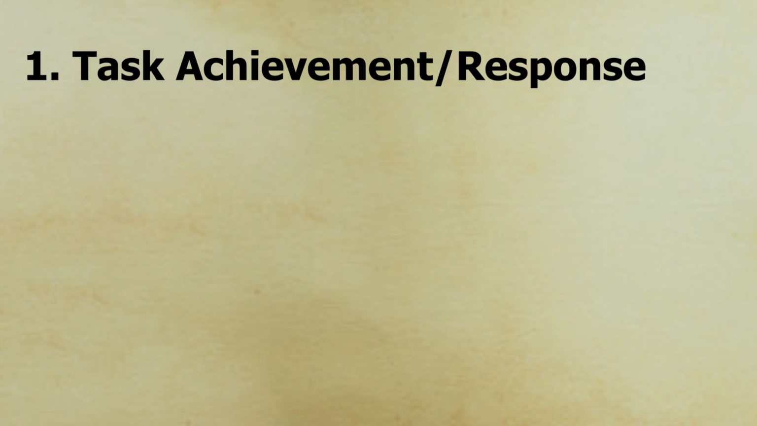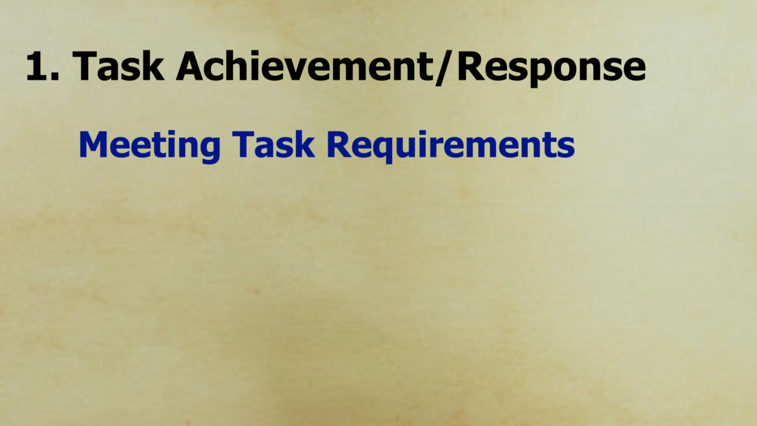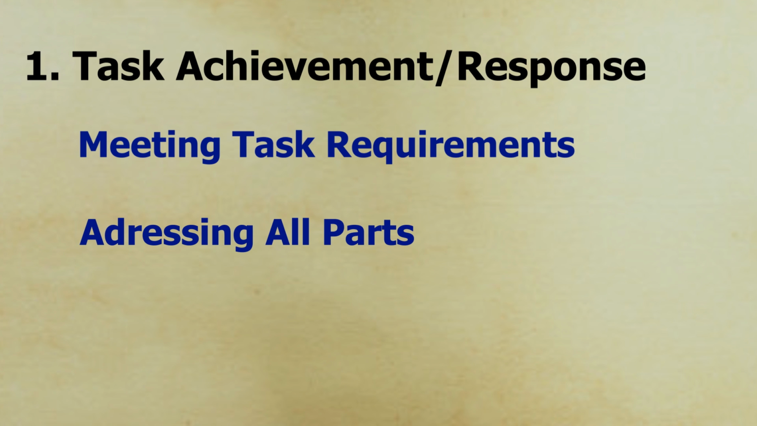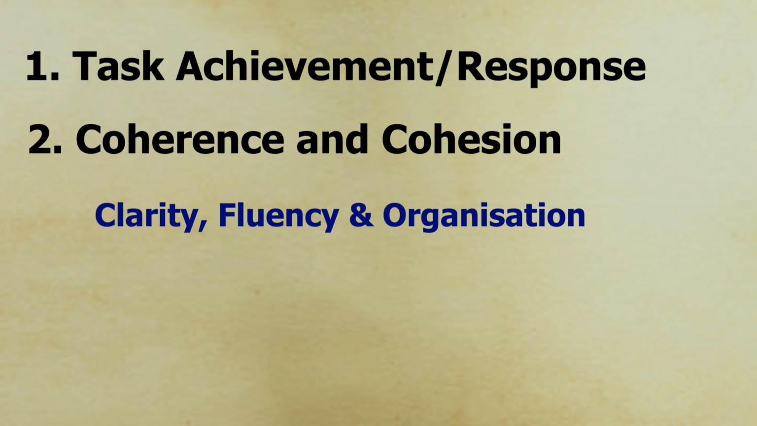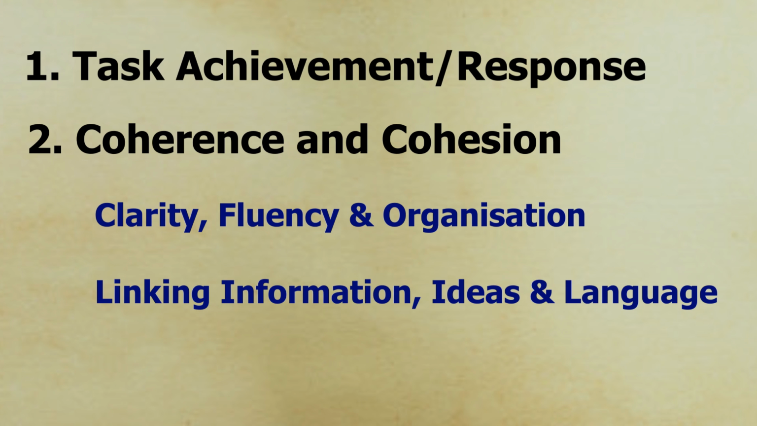The first is the task achievement for task 1 and task response for task 2. Task achievement or response means how appropriately, accurately, and relevantly the response fulfills and meets the requirements in each task. In other words, it refers to how well you address all the parts of the task. And the second of the 4 criteria is coherence and cohesion, which concerns overall clarity and fluency, and it means how the response organizes and links information, ideas, and language.